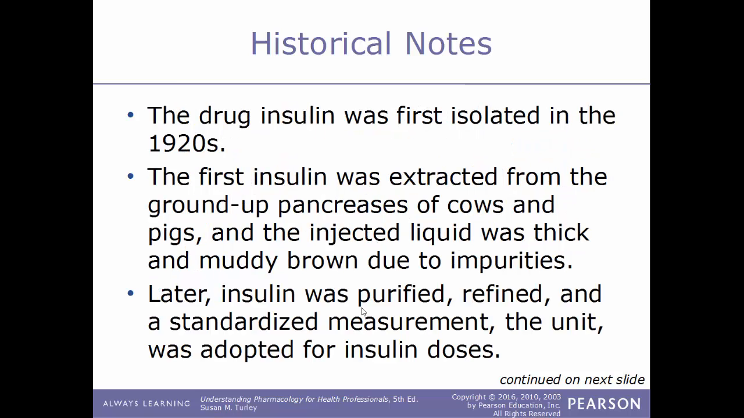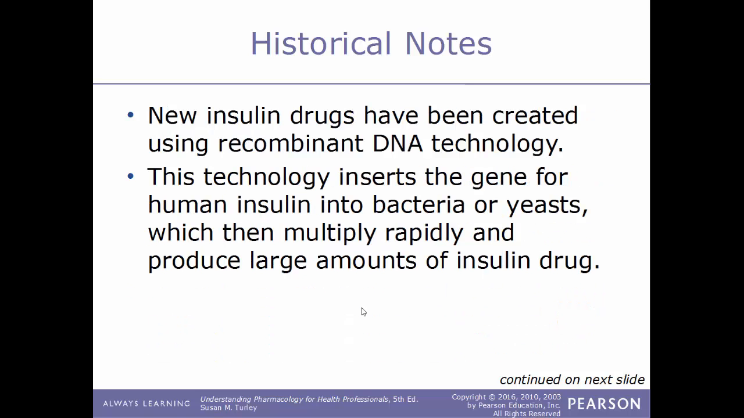Now, the drug insulin was first isolated in the 1920s, and the first insulin was extracted from ground-up pancreases of cows and pigs, and the injected liquid was thick and a muddy brown due to various impurities. Later on, insulin was purified and refined, and a standardized measurement, known as the unit, was adopted for insulin doses. Now, new insulin drugs have been created using recombinant DNA technology.